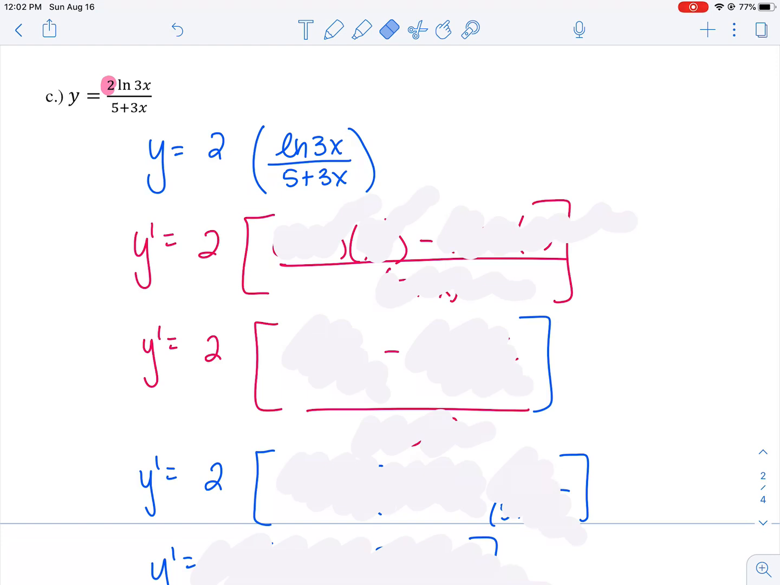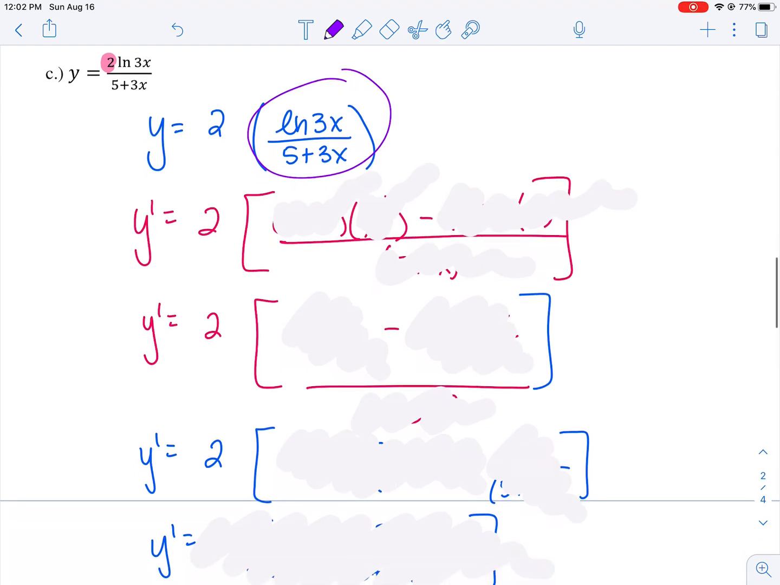Now I can't rip away the 5. I'm not going to pull out a 2/5. I'm just going to take out a 2 because it's just a constant in front. So our rule from a long time ago, it seems like, says that we can take that 2, keep it out in front, find the derivative of the rest of my problem, and then multiply it back by 2.